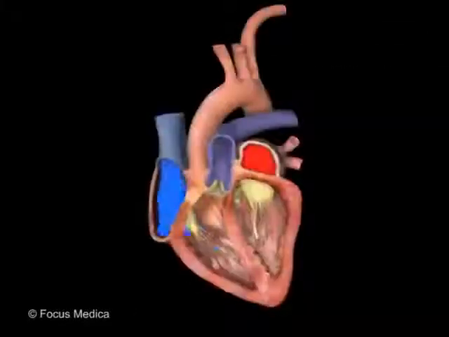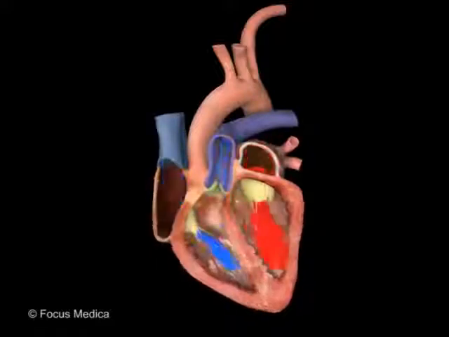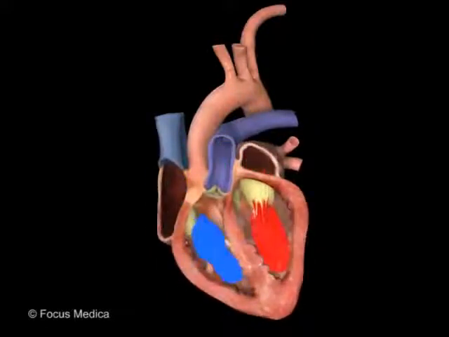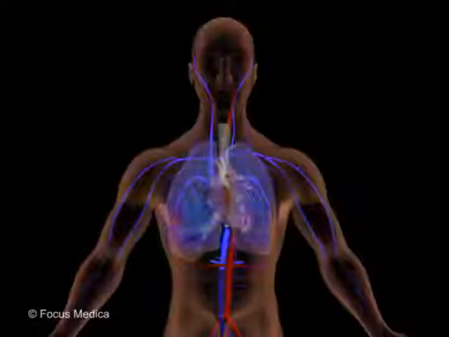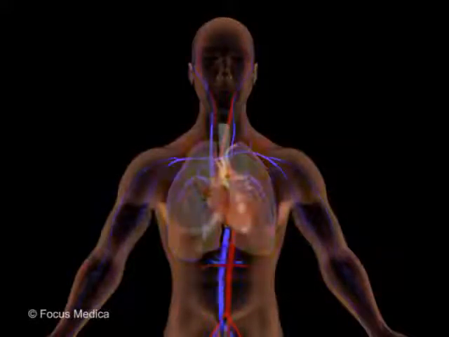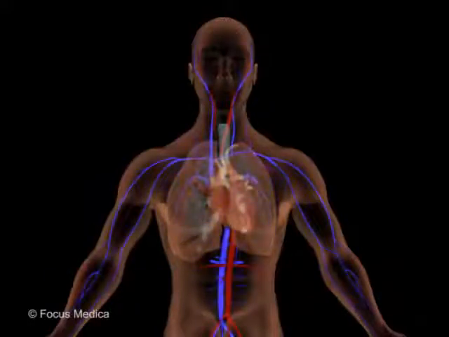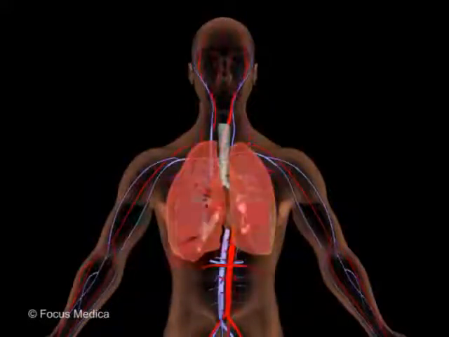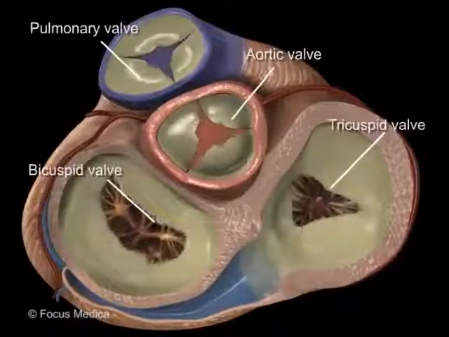This is the primary function of the heart chambers, that is, to receive and pump blood. It also ensures that blood goes through a pulmonary circulation for oxygenation before entering the systemic circulation. This is enabled by a system of valves.